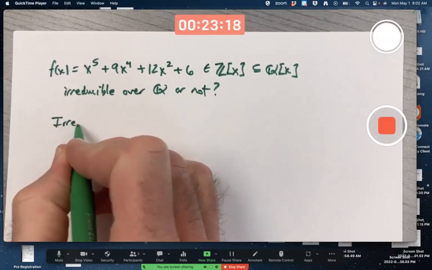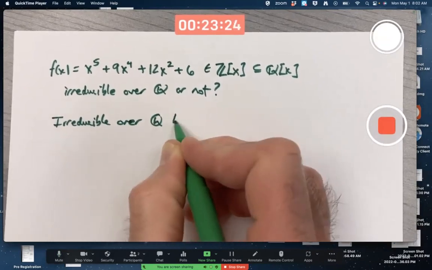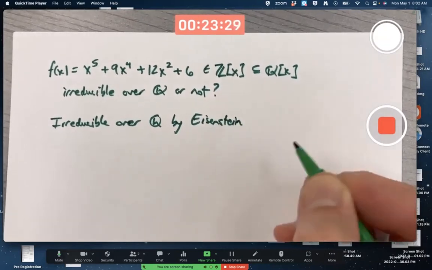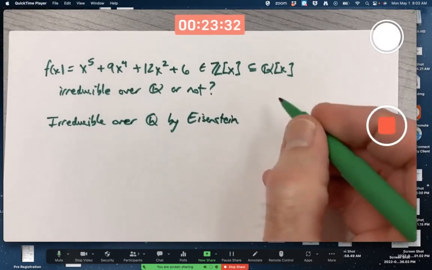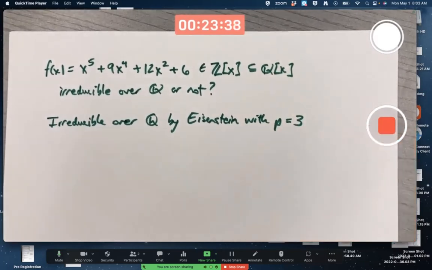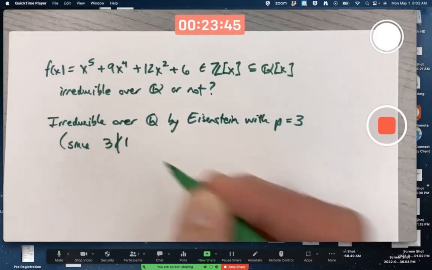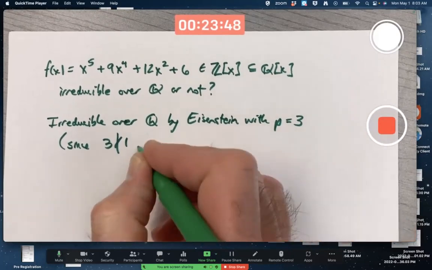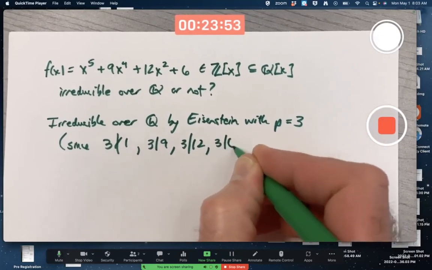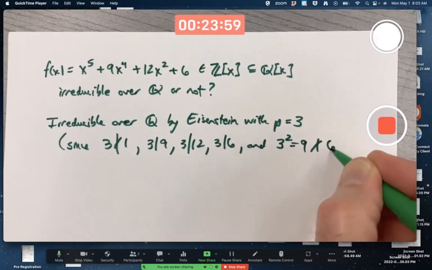It's irreducible over the rationals by not Einstein, but Eisenstein. We need to give Eisenstein his due compared to Einstein here. With, well, you should say with P equal to what P is, with P equal to 3. Since 3 does not divide 1, the coefficient of the highest power, it does divide all the other coefficients. I'm being explicit here. And its square, 9, does not divide the constant term.